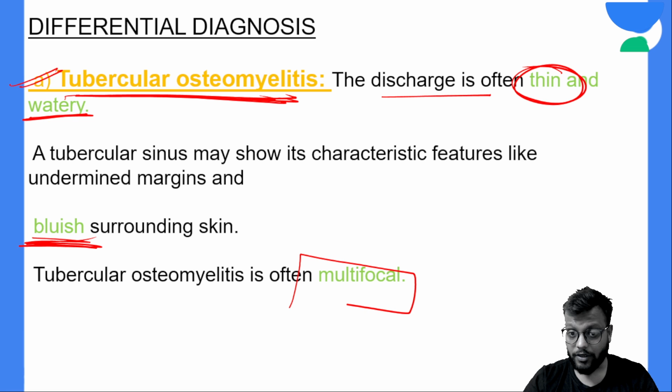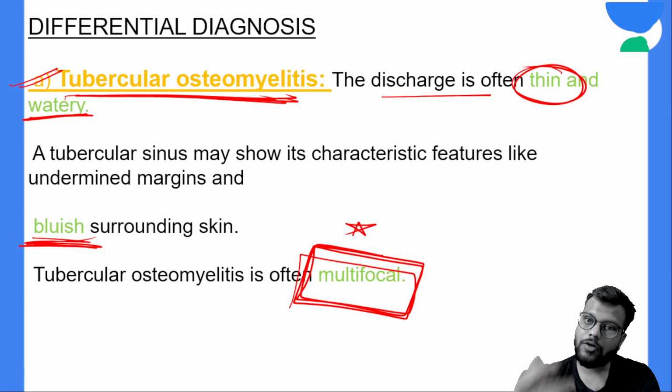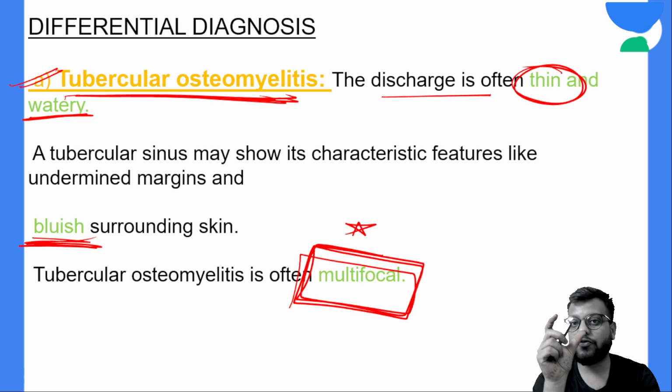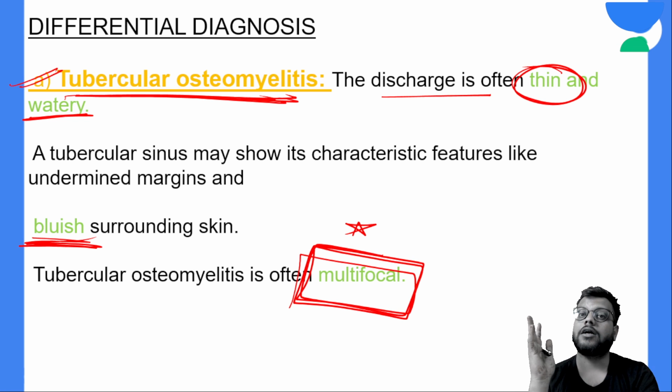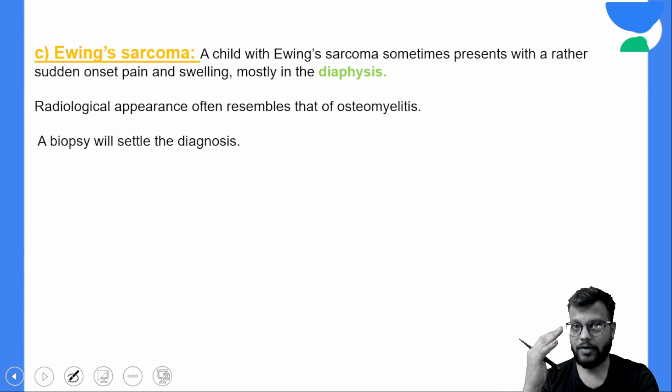Multifocal, generally what happens? If there is chronic osteomyelitis you will have a single sinus, a single focus. But in tubercular osteomyelitis, in a single bone you will have a patchy infection with many discharging sinuses and many foci. So thin watery discharge with, very importantly, multifocal, it is your tubercular osteomyelitis.